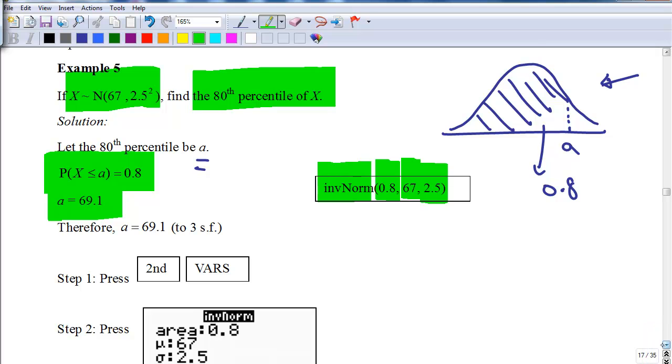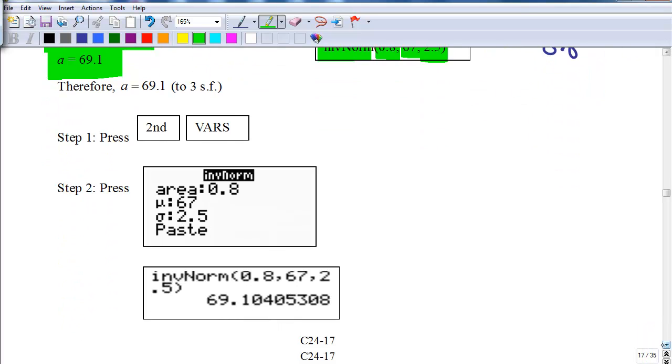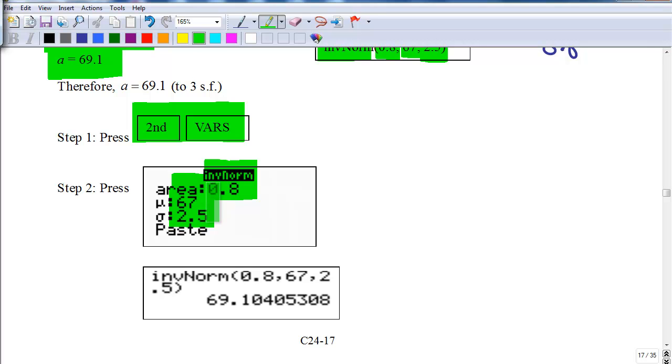Your notes show you this step by step. You press your second variable to pull out inverse norm. Then you key in the area, the mean, the standard deviation, and then press enter twice. You will get this number, 69.1. Done.